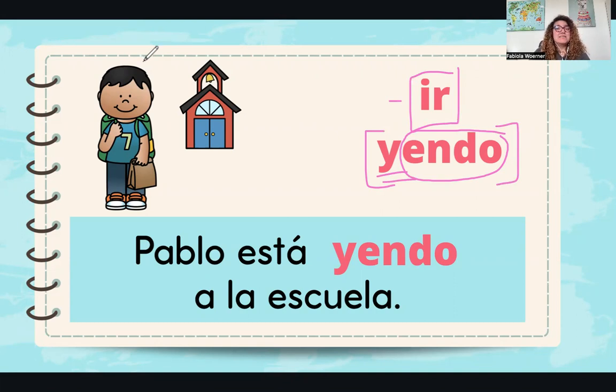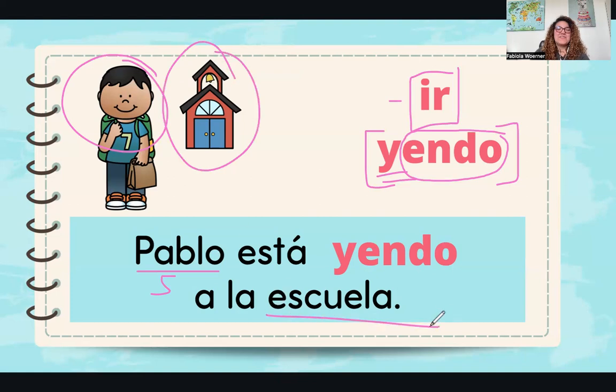So, ¿quién, that means who, ¿quién está yendo? Pablo. Pablo, that's our subject. Pablo está yendo a la escuela. And here is la escuela. Right here, a means to. To the escuela, the school.